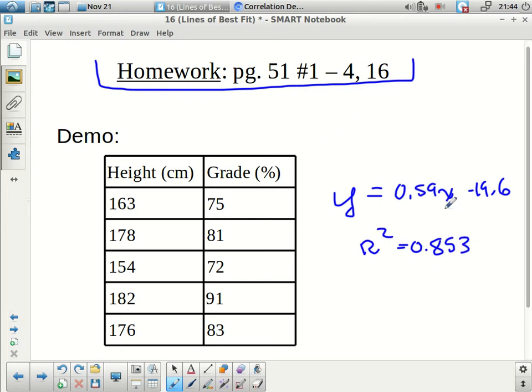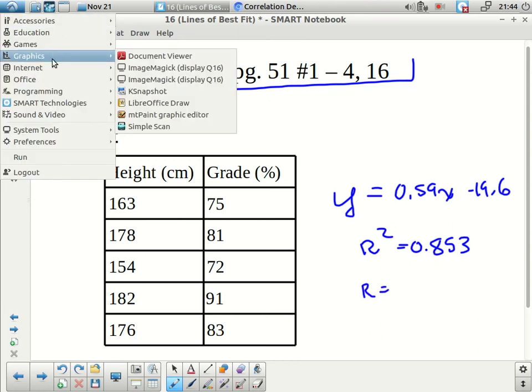If I take the square root of that, that would be my value for r. So my r is the square root of this number. Let's do that quickly here.